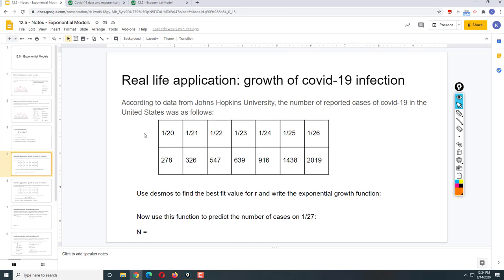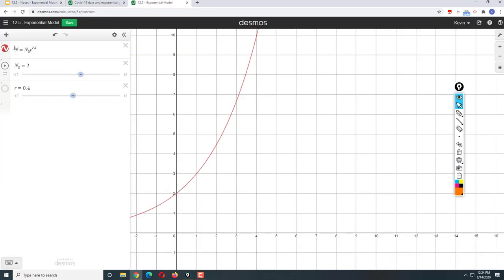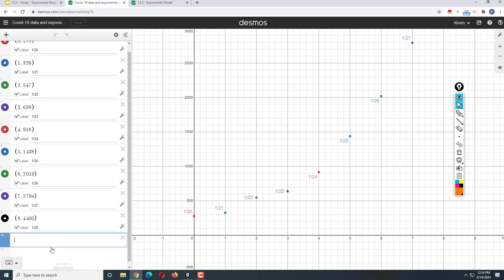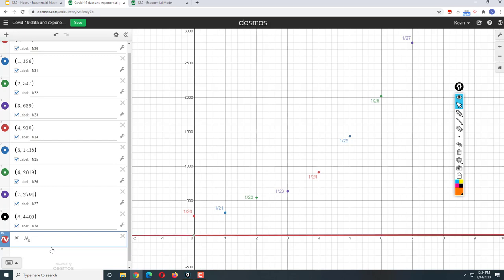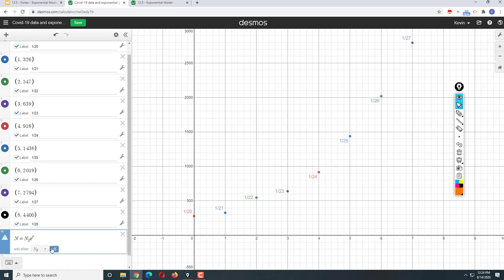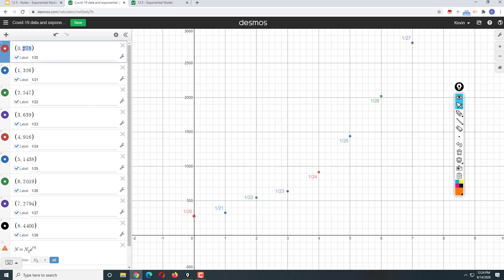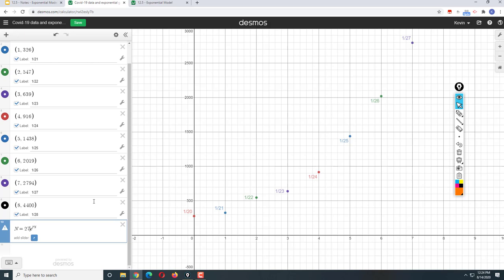Let's use Desmos to find the best fit value for r. We know it's exponential growth, so it must look like this, n equals n naught e to the rx. I've already graphed our data. Here are real life points. As we can see, it is growing. It looks like exponential. Let's create our function, n equals n naught times e to the rx. I'm going to use x instead of r. What is n naught? Well, n naught is the start number, which is 278. So that's always going to be 278.